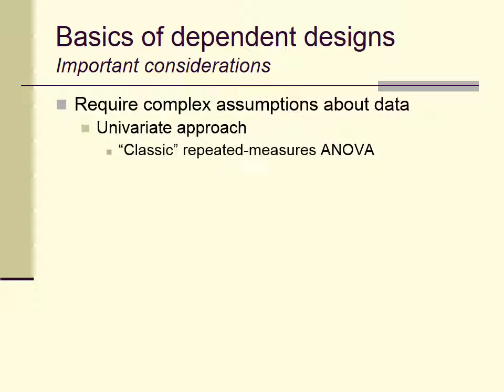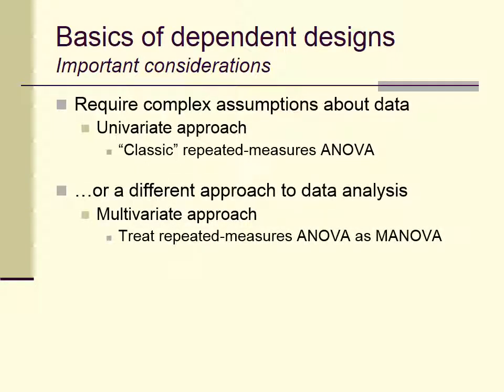Alternatively, if we want to have multiple dependent variables or outcome variables, we can adopt an entirely different approach to data analysis called the multivariate approach. This is where we treat our repeated measures ANOVA as a MANOVA, a multiple analysis of variance, which it is, and it's just another way of doing data analysis. It's a way that we've touched upon briefly, but is really beyond the scope of this class. It's something that you would learn in Dr. Troop Gordon's multivariate stats class.